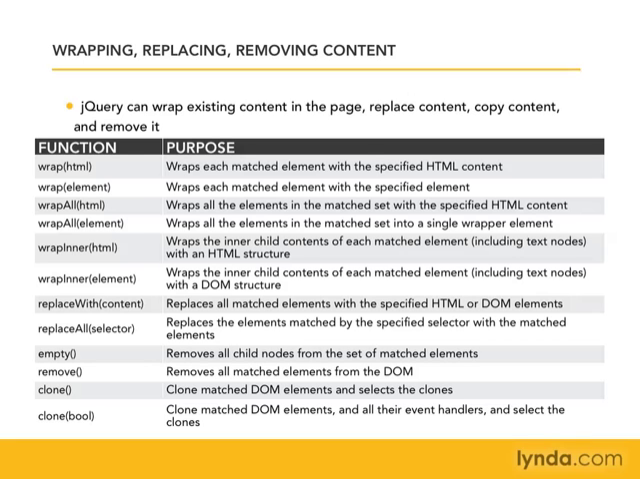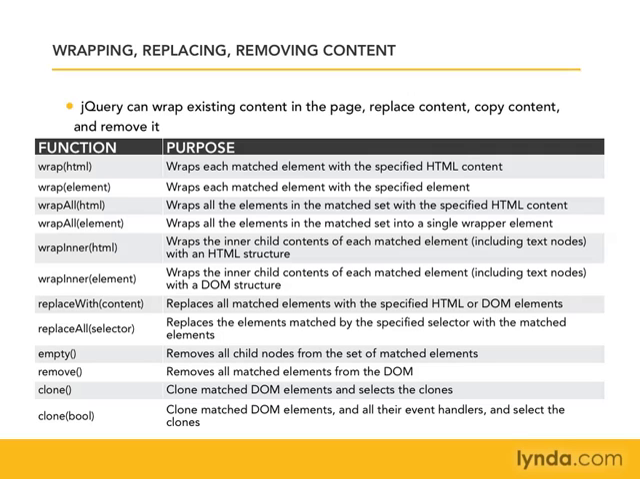The last couple of functions are pretty convenient. Empty basically removes all the child nodes from all the elements in the set that you're calling it on. Remove just removes all the matched elements from the DOM. So you write your jQuery selector, and then you call remove, and then all those elements are taken out of the document. And then the clone function makes copies. This clone function clones the matched DOM elements and then selects all the clones. This version, which takes a Boolean argument, if you pass true, will clone not only the elements but also copy all the event handlers, whereas this one will not. Okay, so that's a trip down that function set.